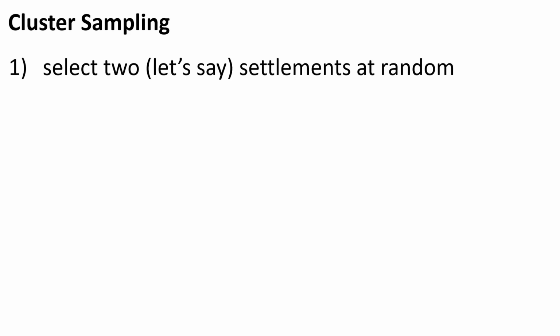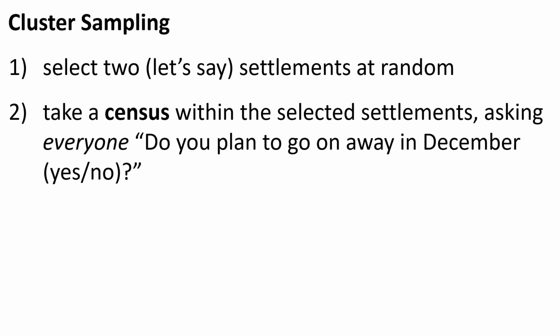Cluster sampling is another choice. So there we would, remember we have 5 settlements, and so we could pick some number of settlements at random and then take a census within each. So let's say we take 2 of the settlements at random. We could take a census within each of those selected settlements. That would be cluster sampling.